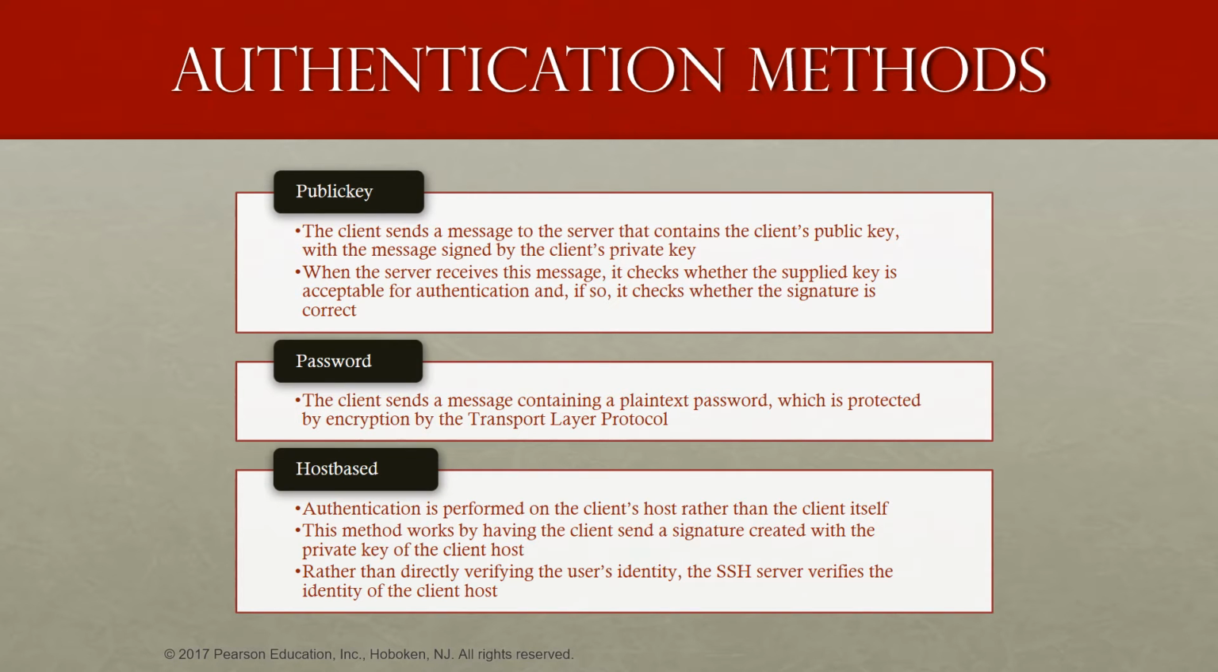Authentication methods. The server may require one or more of the following authentication methods. Public key. The details of this method depend on the public key algorithm chosen. In essence, the client sends a message to the server that contains the client's public key, with the message signed by the client's private key. When the server receives this message, it checks whether the supplied key is acceptable for authentication, and if so, it checks whether the signature is correct.